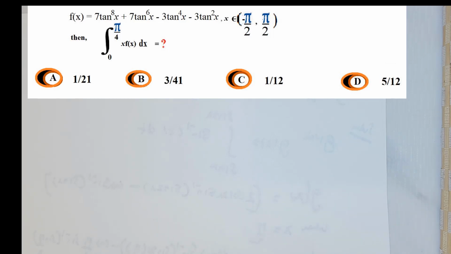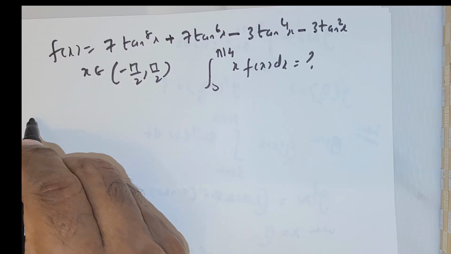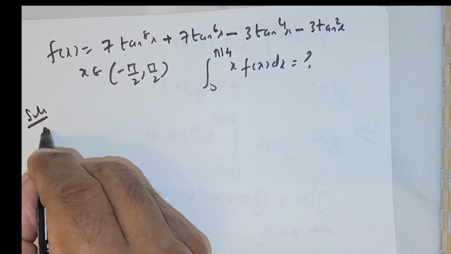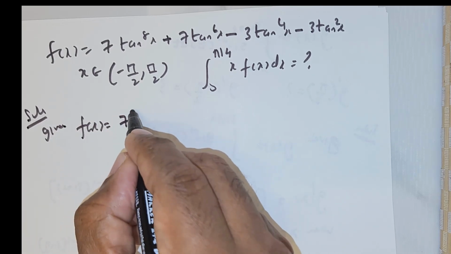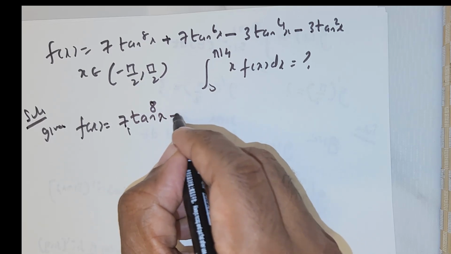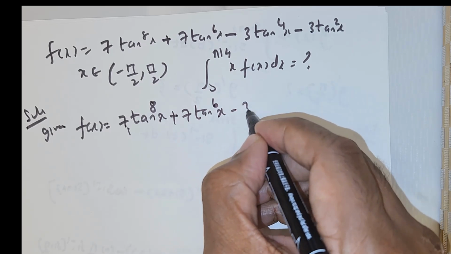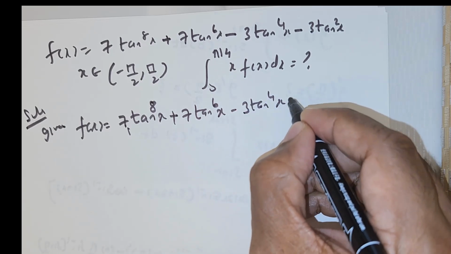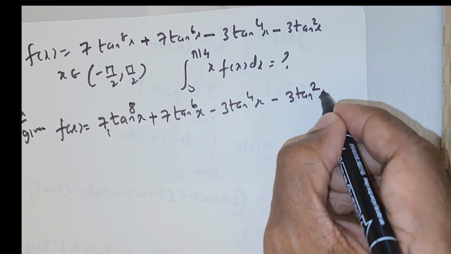Okay, I hope you all have got the correct solution. Let us see how to work this question out. Now, this is the solution. We are given f of x is equal to 7 times tan raised to the power of 8x plus 7 times tan raised to the power of 6x minus 3 times tan raised to the power of 4x minus 3 times tan squared x.